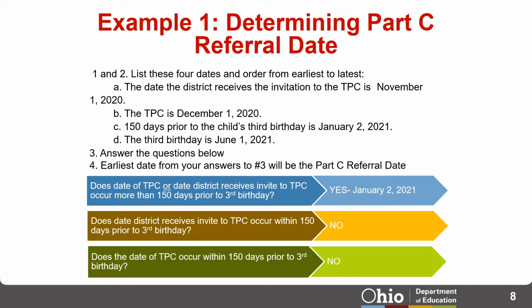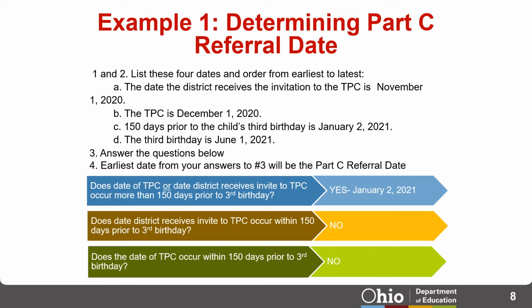We would then follow step 3 in the process, answering the 3 questions. Does the Transition Planning Conference or notification from Part C occur more than 150 days prior to the child's 3rd birthday? Yes. The response is yes because the question asks if either of those 2 dates are beyond the 150 days. In this example, both the first notification and the TPC occurred before the 150-day date, January 2nd, 2021. So we would write down the 150-day date of January 2nd, 2021.